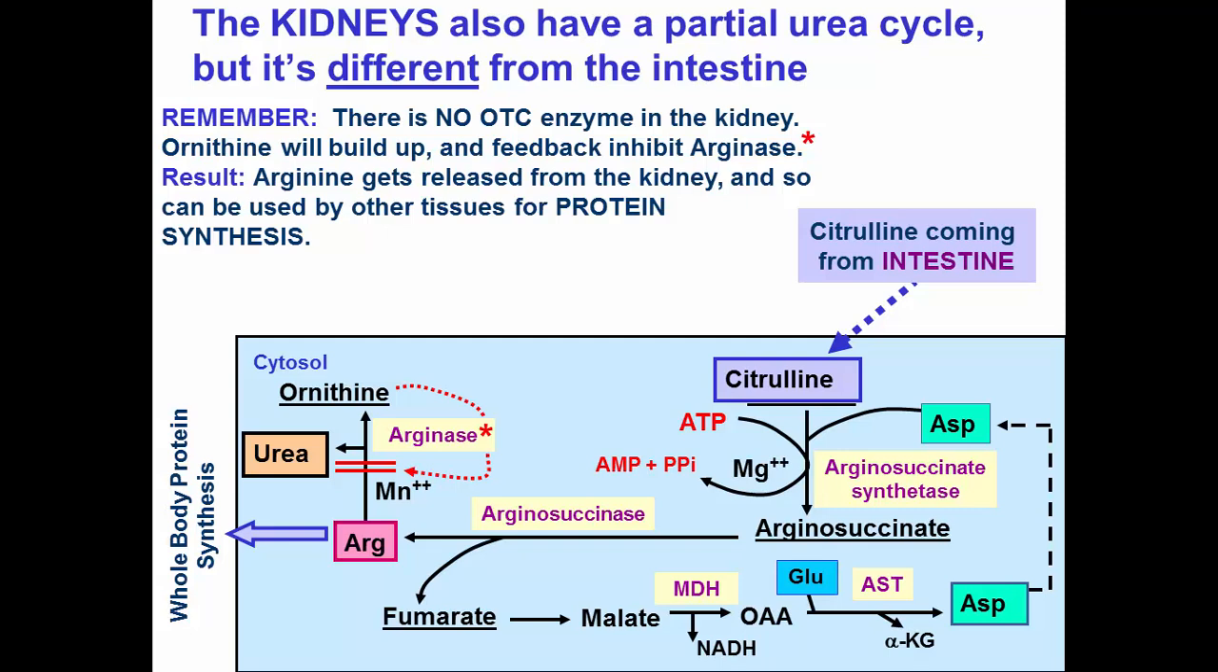And that arginine then goes to other tissues for protein synthesis. So the primary two enzymes of the urea synthetic pathway that are present in the kidney are these two enzymes, taking the citrulline and converting it to arginine. Is that clear? It promises to be confusing. It's a little, but it's kind of beautiful too. There's this intertissue coordination to allow for the production of arginine for whole body protein synthesis.